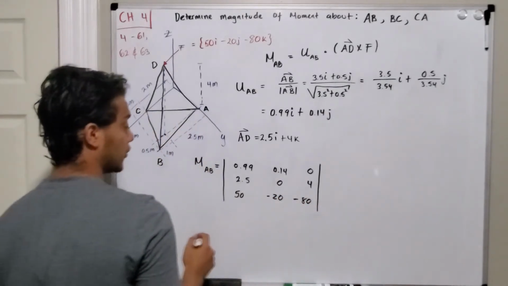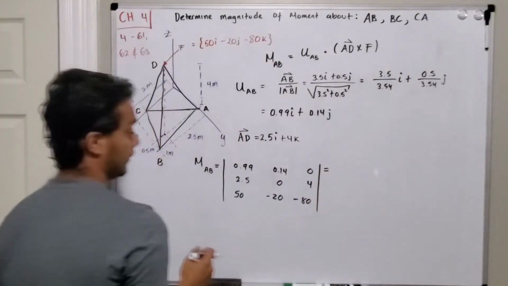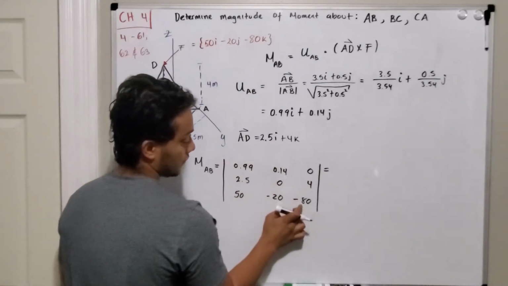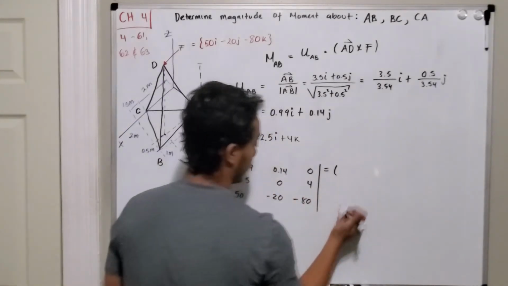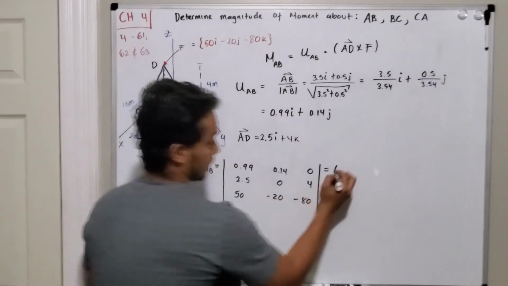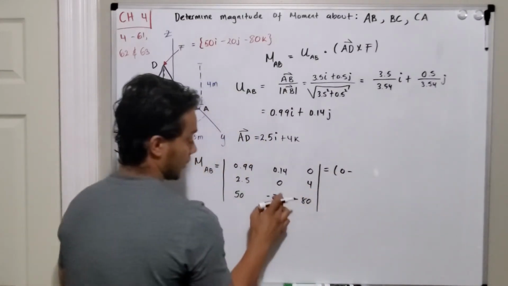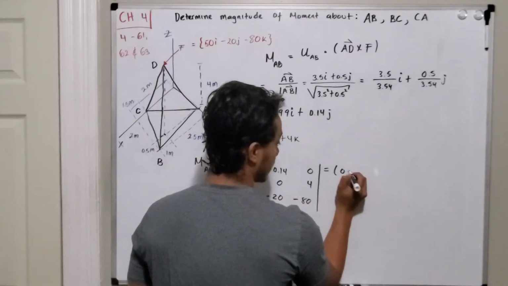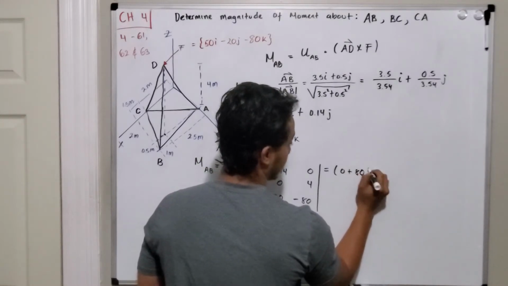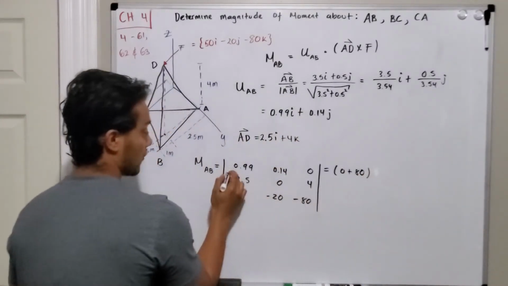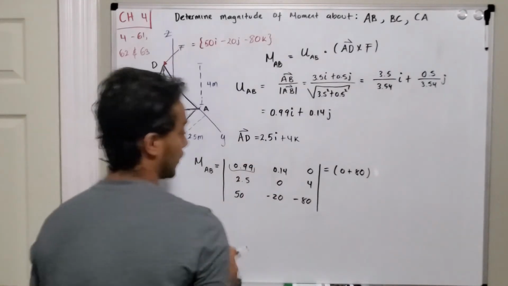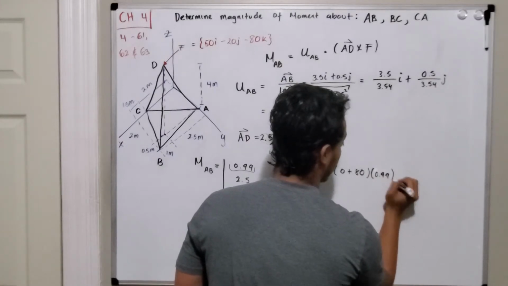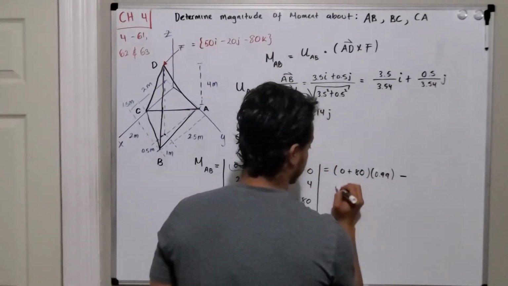Okay? So if we do this, we need to hide this column and that row, and multiply 0 by negative 80, that will give me 0. And then we have 0 minus the multiplication between negative 20 and 4, that gives me negative 80. So negative and negative becomes positive. And this is in the I direction. How much do we have in the I direction? We got 0.99. So we multiply this by 0.99. Then we do minus.